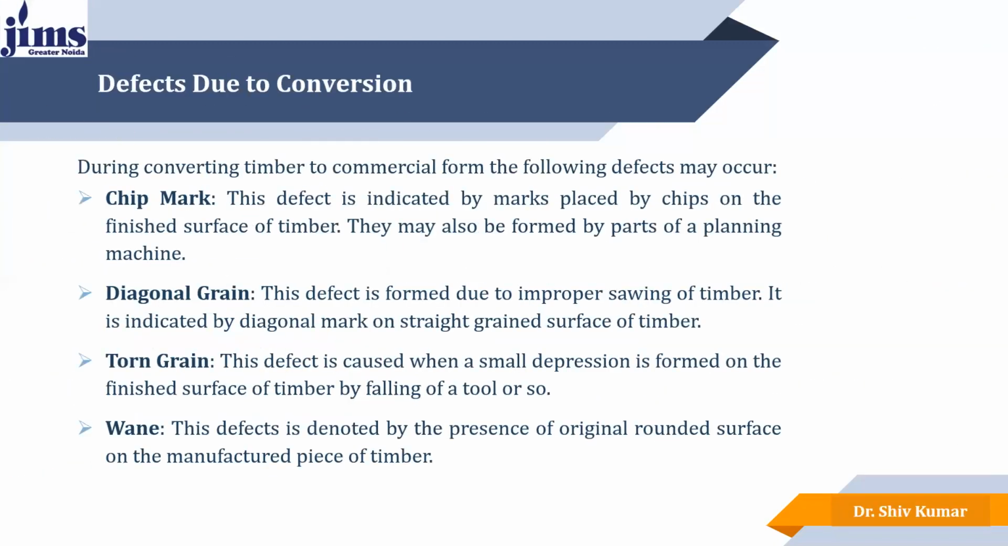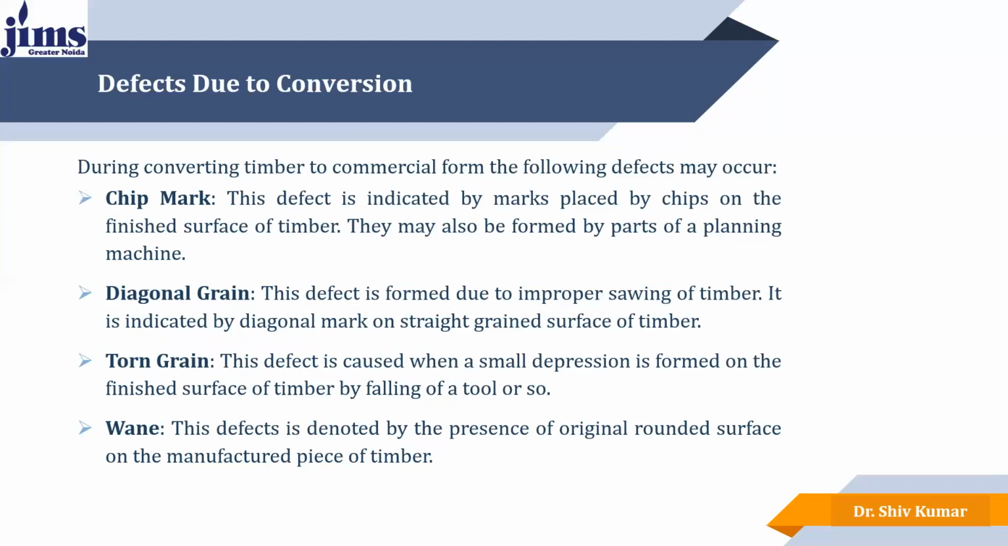The first one is defects due to conversion. The first is chip mark. This defect is indicated by marks placed by chips on the finished surface of the timber. That may also be caused by some machine parts. Next is the diagonal grain. This defect is formed due to improper sawing of timber. It is indicated by diagonal marks and a straight-grained surface of the timber.